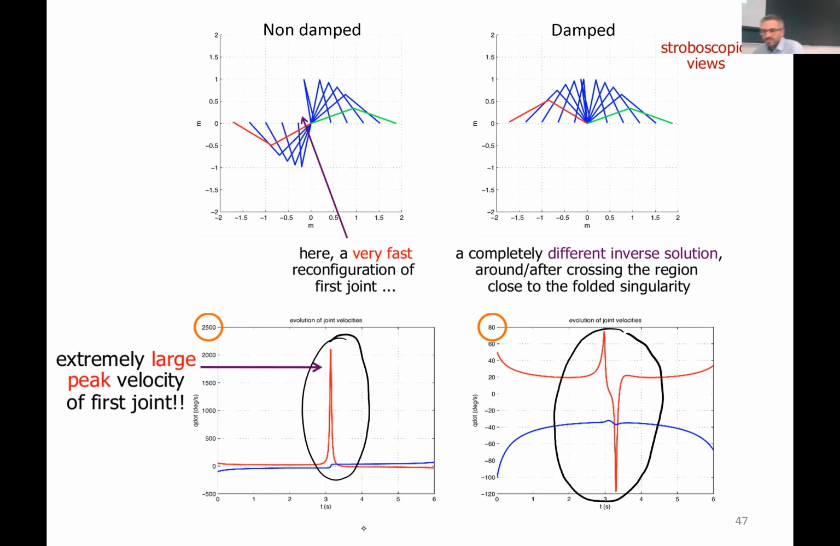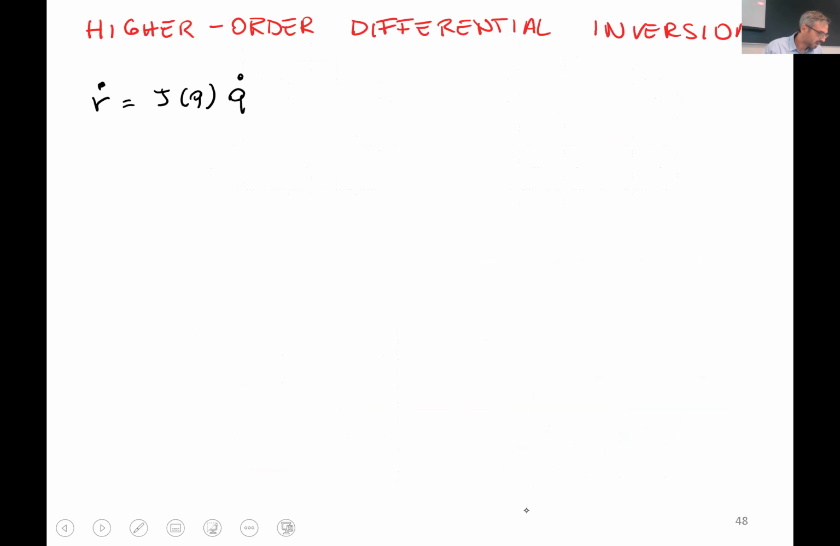I would like to show you some exercise in MATLAB. Finally, sorry, before the exercise, what is missing is how do we map higher order derivatives of the end effector into joints?